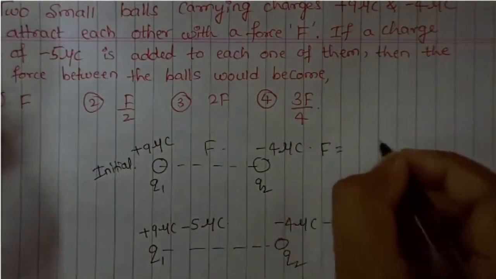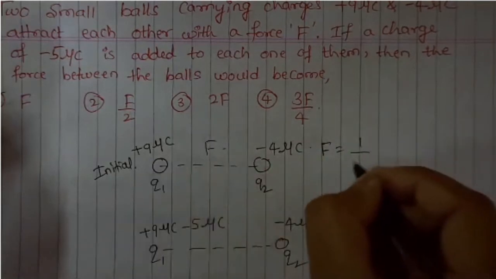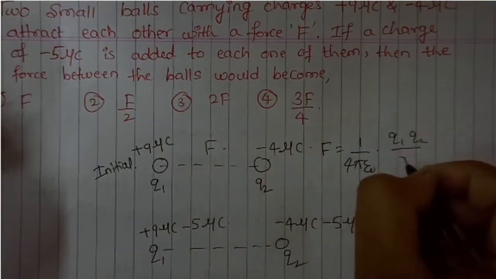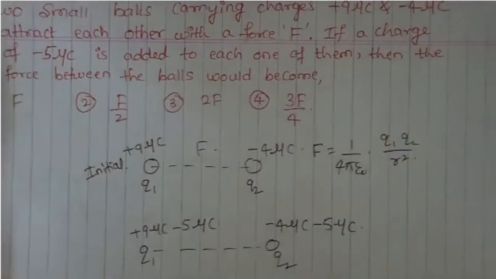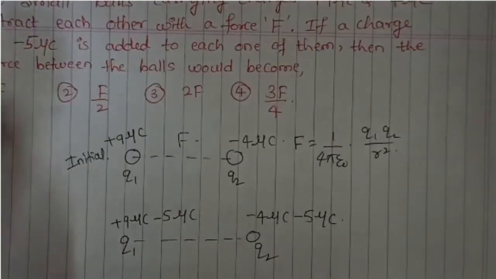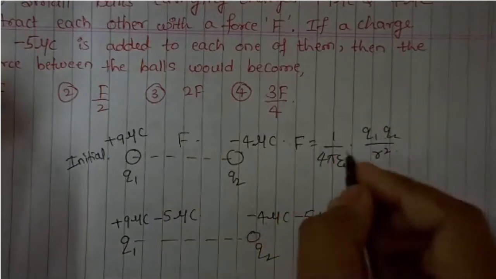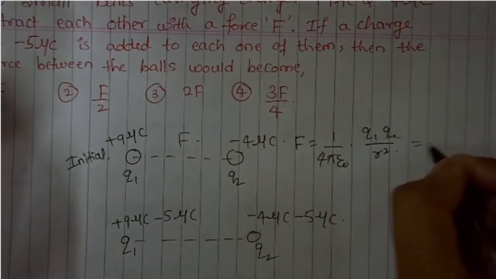Okay, see, very simple it is. Here for the initial stage I am doing 1 by 4 pi epsilon naught Q1 Q2 by R square. Correct? So you just concentrate on the charge here. How is your charge related to force?